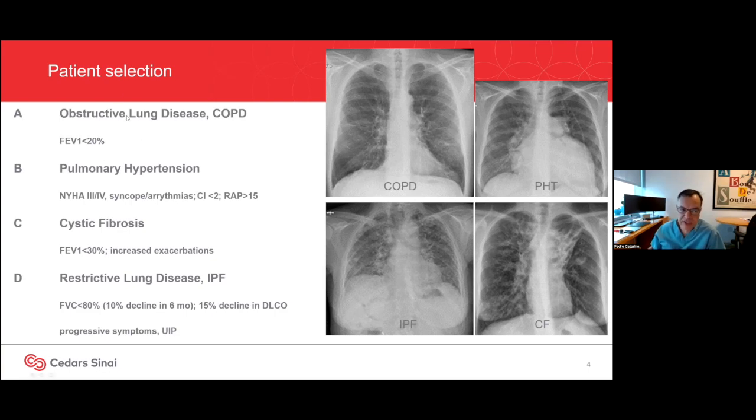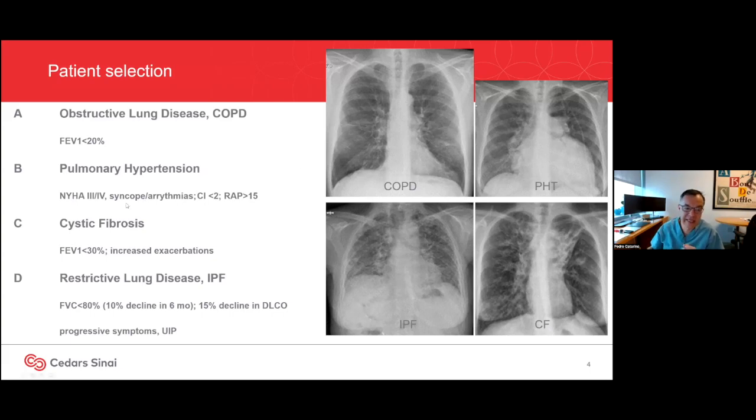But the first condition is obstructive lung disease. You maybe have heard of this as COPD or emphysema, and it's represented by the first X-ray. What you should see from the X-ray is the lungs are very big. So this is a condition where the lungs become less elastic and they fill up with air. It becomes difficult for patients to expire, and they end up with very big chest cavities and big lungs.